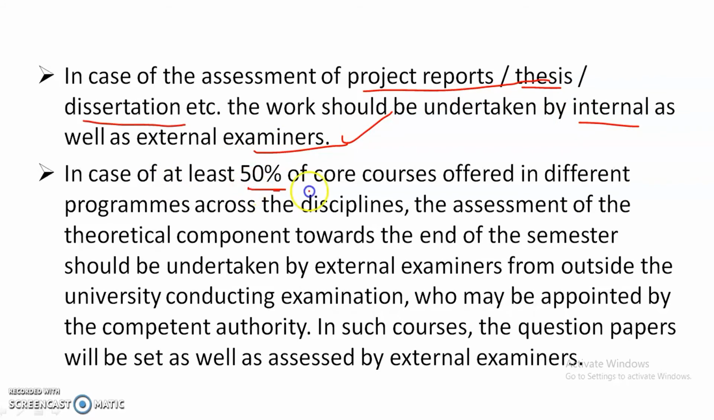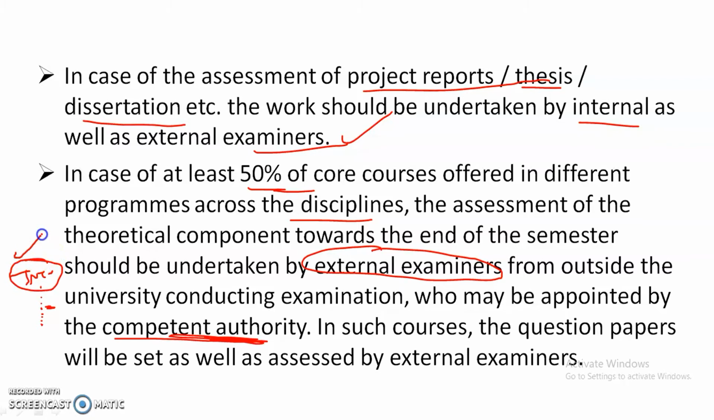And in case of at least 50% of the core courses offered in different programs across the disciplines, the assessment of the theoretical component towards the end of the semester should be taken by external examiners from outside the university conducting the exam, who may be appointed by the competent authority, just like the universities. That means under JNTU, a few affiliated colleges will be there, and the external examiner who has to correct the papers will be allotted by the JNTU university.